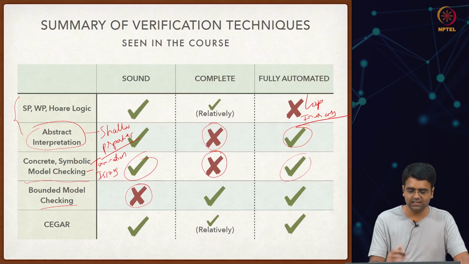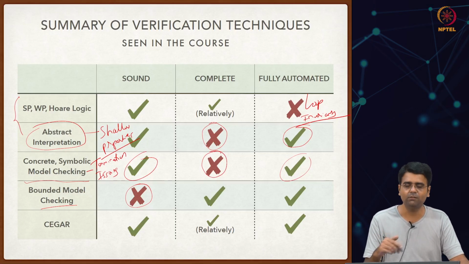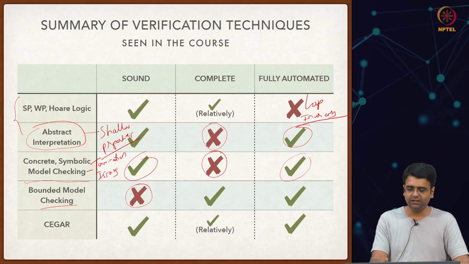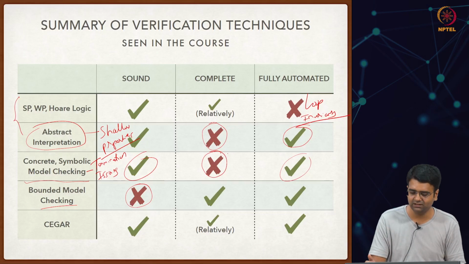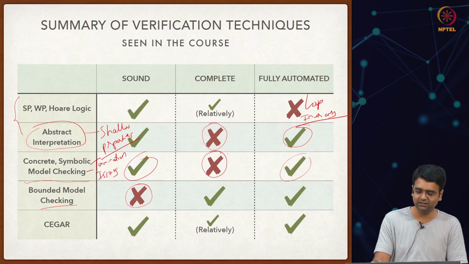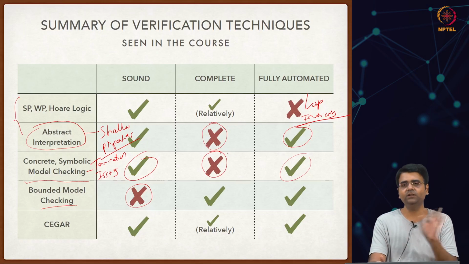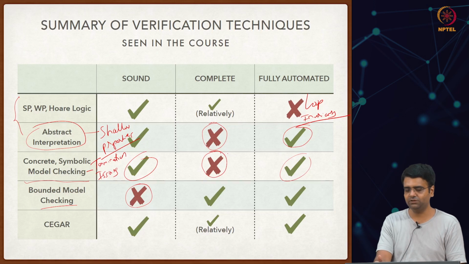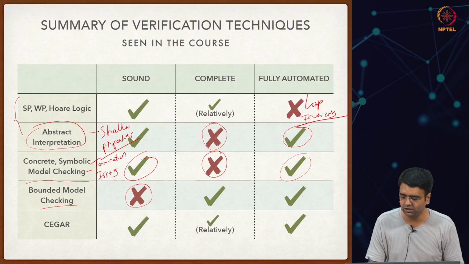only explores the state space up to a bound, meaning that if the bug lies within the bound, then it will be able to find it, but if it lies outside the bound, then it will still say that the program is correct, but the program is not actually correct. So if bounded model checking says that the program is correct, meaning that it has not found any bug, that does not mean that there does not exist any bug. So the bug may exist outside the bound that is checked by bounded model checking. Okay. However, bounded model checking is fully automated and it is also complete.